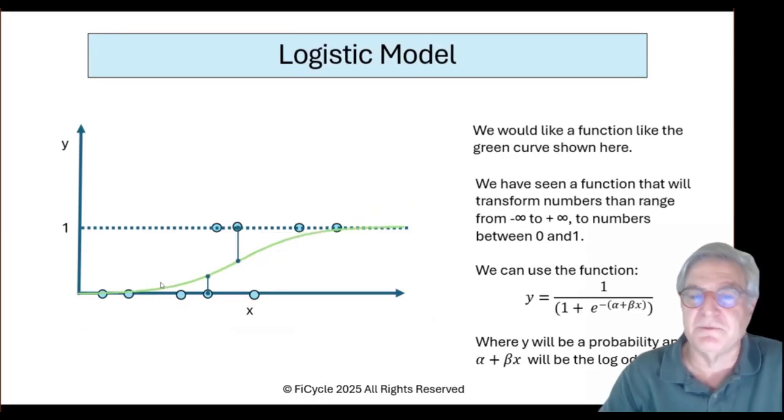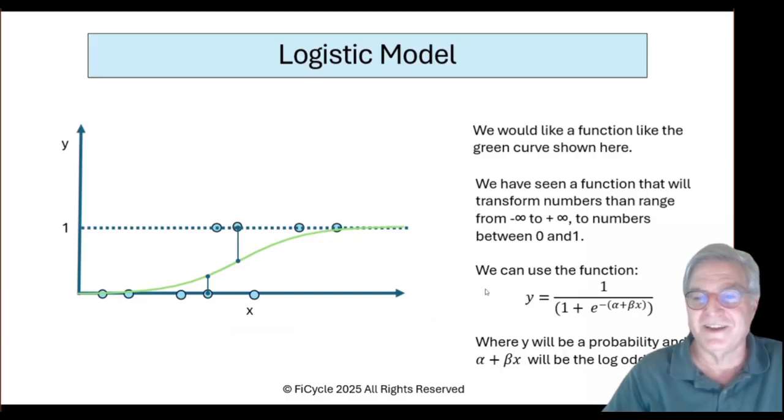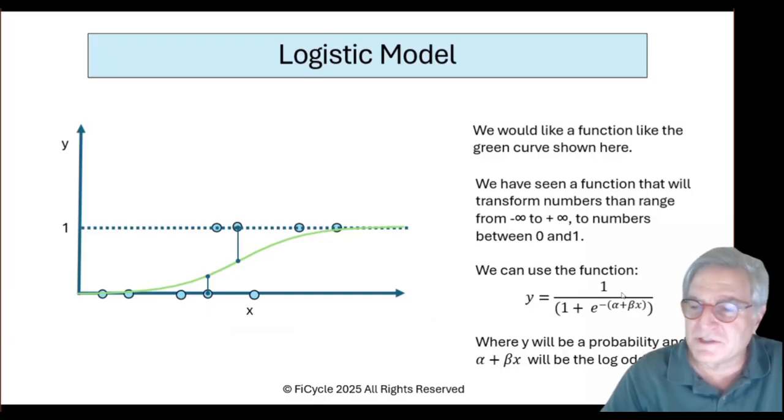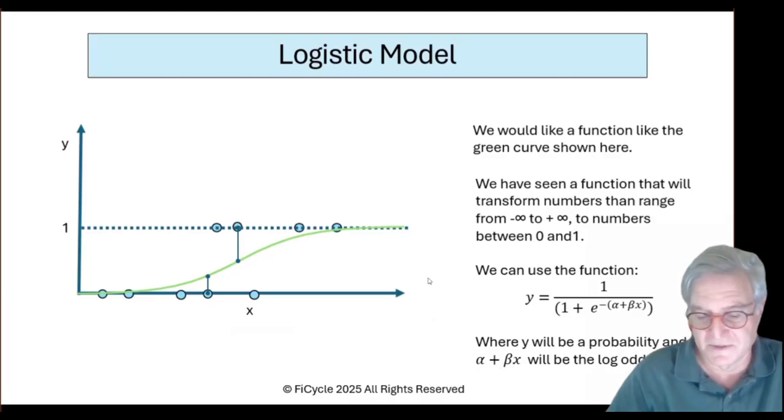So we probably want something a little bit more like the green function here that stays between 0 and 1, that we can think of as a probability. This is going to transform numbers from minus infinity to plus infinity into a range of 0 to 1. And this looks like our logistic function we saw earlier. We can just stick a little regression equation inside that, where y is going to be the probability and a plus bx will be the log odds.